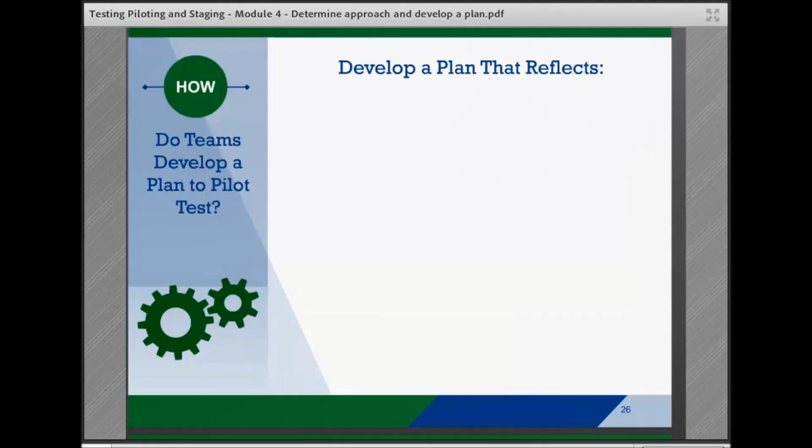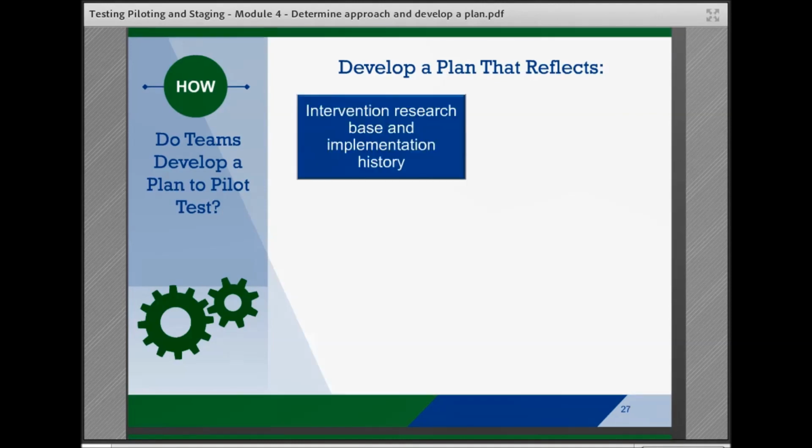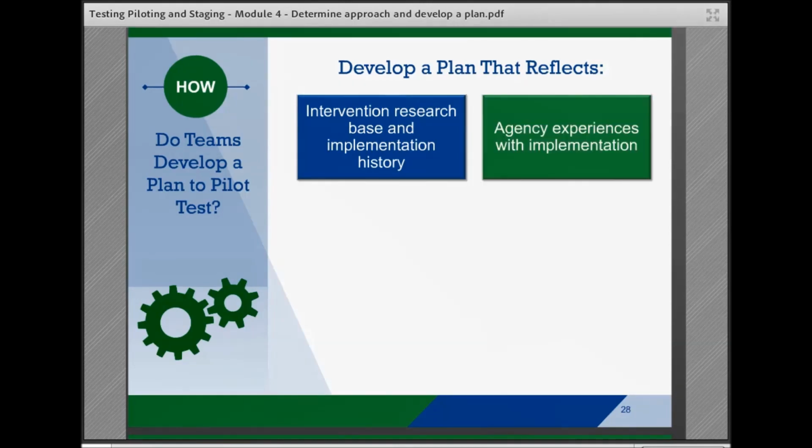Teams should develop a clear plan for pilot testing that reflects and builds on the intervention's existing research base and implementation history, and the agency's experiences with implementation of other interventions. For example, if an agency has had trouble with a certain aspect of implementation, such as engaging community partner support, then the pilot plan should address ways to test new engagement approaches during the pilot.